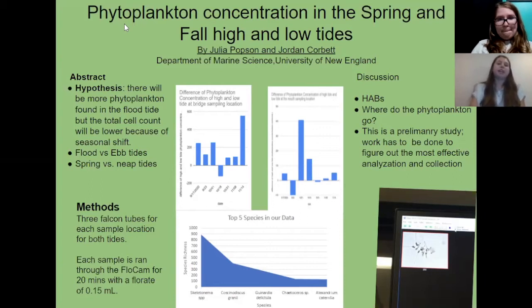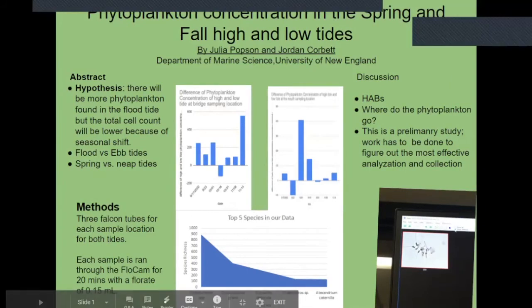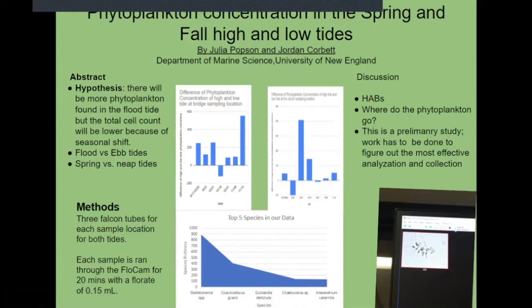Water samples were collected in mason jars at the bridge and mouth of Biddeford Pool by scooping water into the mason jar, filling it at least halfway. In the lab, each water sample is filtered through a 10 micron net to separate all of the collected debris from the phytoplankton. Then the filtered water from each location is separated into 3 50 milliliter Falcon tubes.